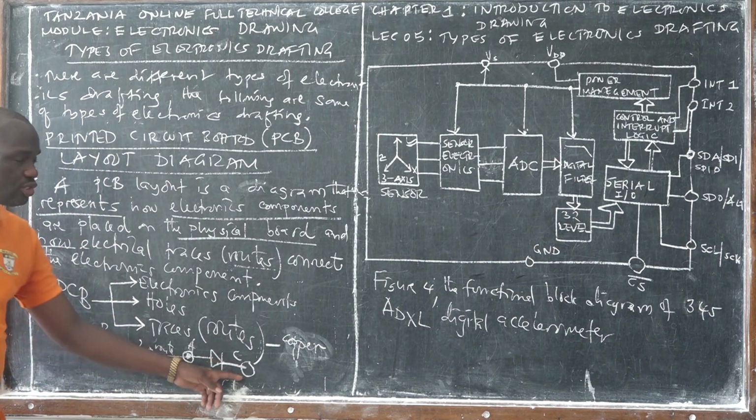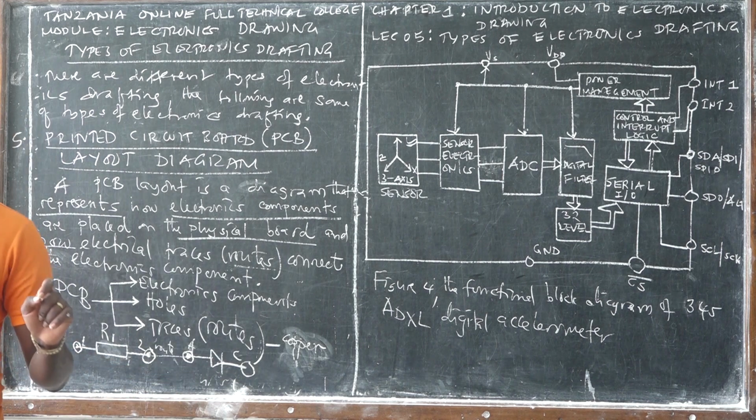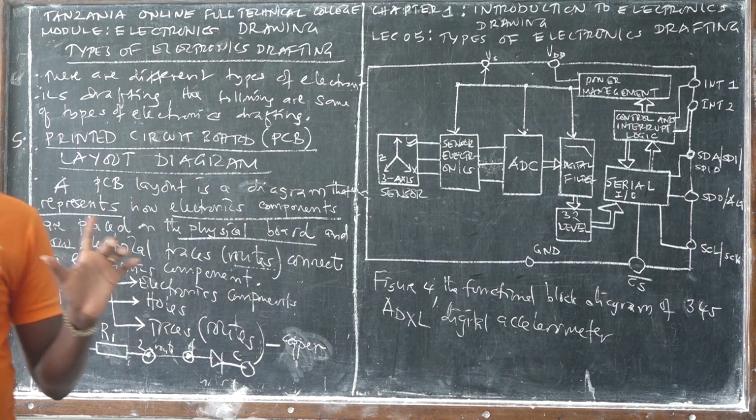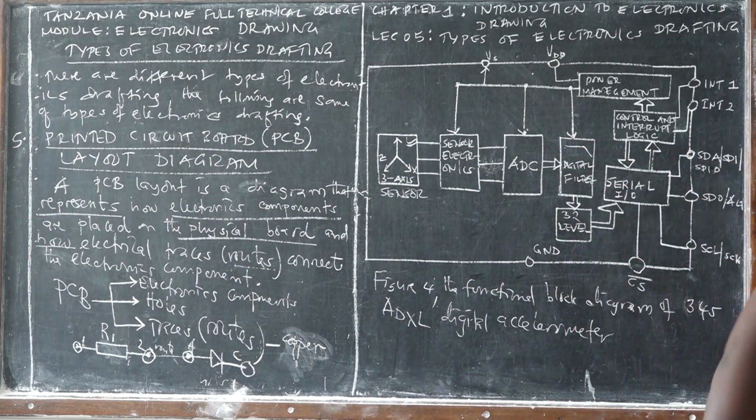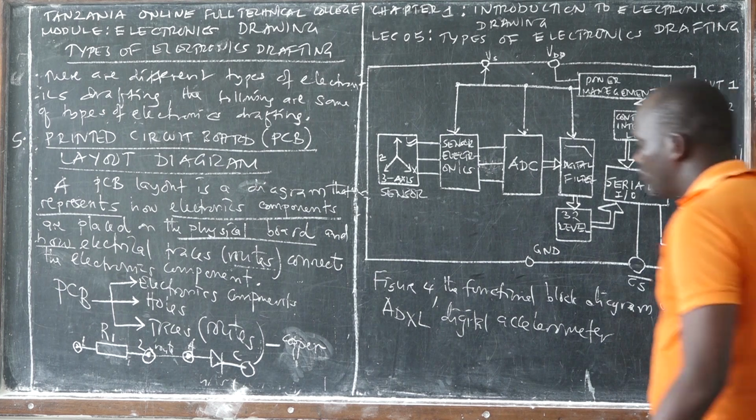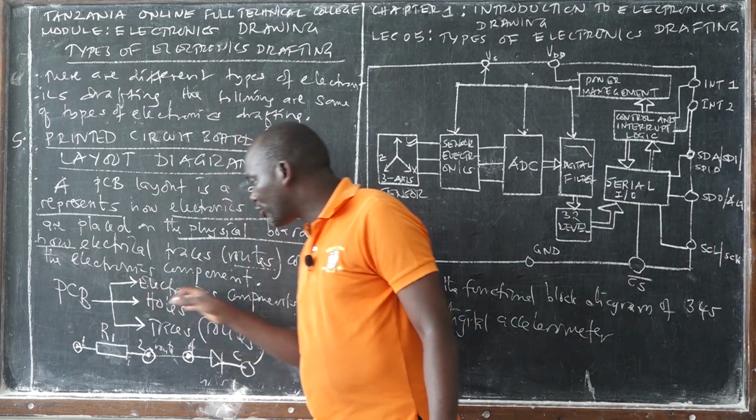The dimensions of the hole should be equal to, or larger than, the size of the terminals or pins that will be placed. So with this simple example, we discussed electronics components.